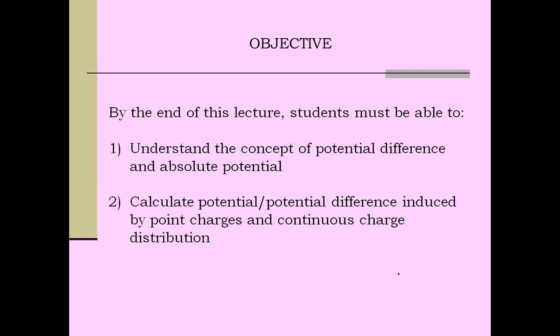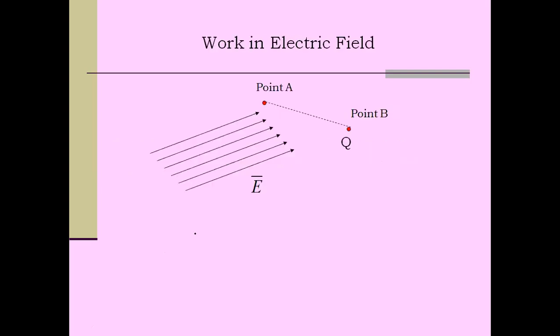Objective for lecture 8: number 1, by the end of this lecture, you must be able to understand what is meant by potential difference and also what is meant by absolute potential, or potential in short. And number 2, you must be able to calculate the potential or potential difference induced by the point charge or point charges and also other types of continuous charge structure. So that will be the objective of lecture 8.